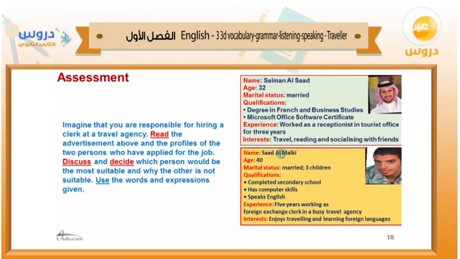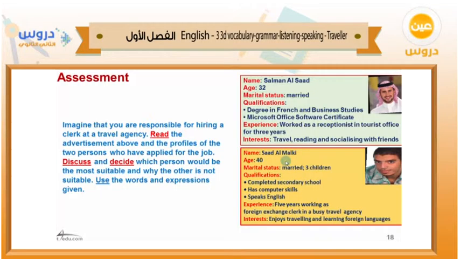Let's see, you are the boss, and Salman came to you and he wants the job. So you read his resume or his CV. Name: Salman Al-Saad, age 32, marital status: married. Qualifications: he got a degree in French and business studies. Also, he has a Microsoft software certificate. His experience: he worked as a receptionist in a tourist office for 3 years. Interests: he likes travel, reading, and socializing with friends.